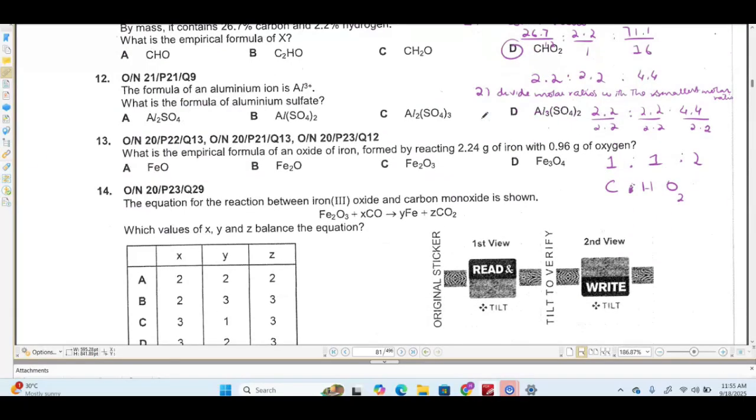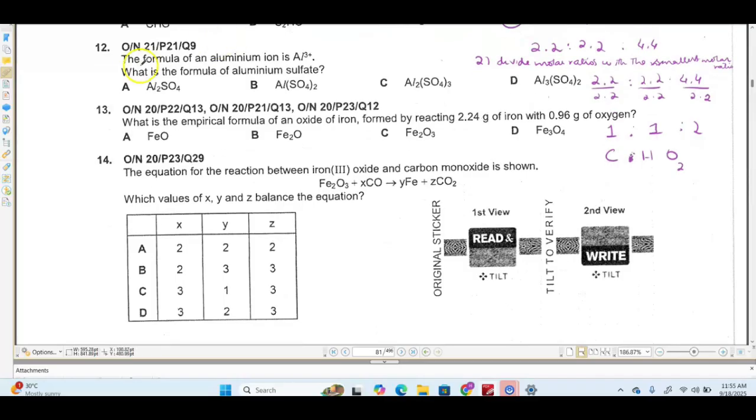Okay? Question number 12. The formula of an aluminium ion is Al 3+. What is the formula for aluminium sulfate? So for aluminium sulfate, there is going to be aluminium, which has the formula Al 3+. Okay. And for sulfate, we know it is SO4 2-. Okay. So crossing these oxidation states, we have Al2(SO4)3. So this is the formula for aluminium sulfate. So C is going to be our correct option.